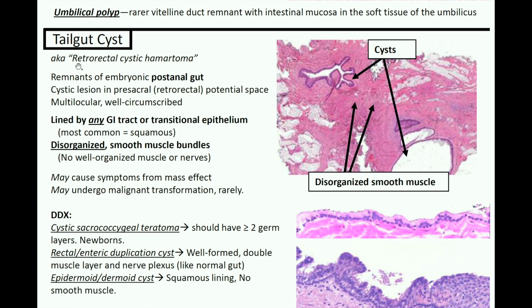On the differential diagnosis of a tailgut cyst is cystic sacrococcygeal teratoma, which should have 2 or more germ layers and commonly occurs in newborns. You also can have a rectal and enteric duplication cyst, which has a well-formed double muscle layer and nerve plexus like normal gut. And you can also have an epidermoid or dermoid cyst on the differential, which has a squamous lining with no smooth muscle.